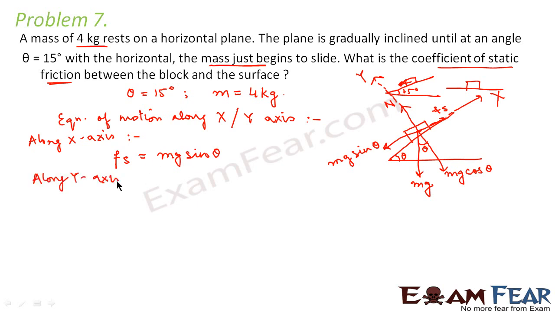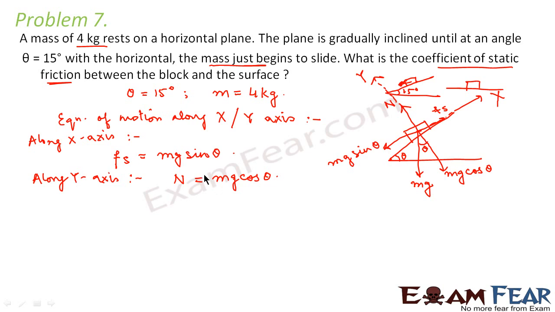Along y-axis, it would be n is equal to mg cos theta. Because, please keep in mind friends, the mass has just begun to slide. That means till now the mass was at rest. So there is no motion. That is why the force along this direction will be equal to the force along this direction. Right? So we found two equations.